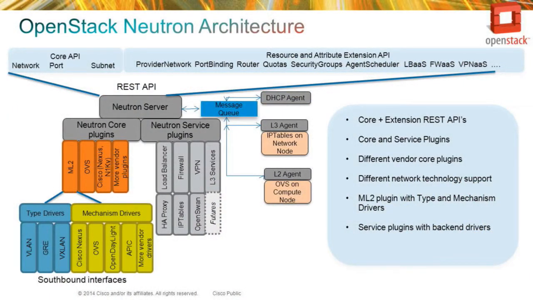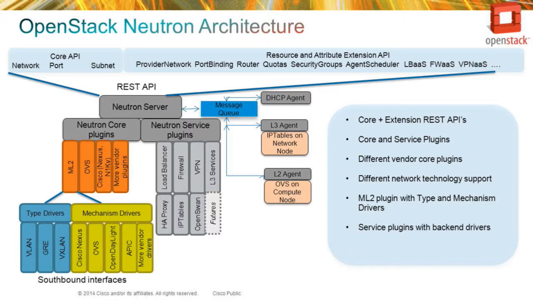So the Neutron architecture, as most of you are aware, consists of a northbound REST API layer. We have core attributes and resources, as well as extension attributes and resources. The definition of core Neutron APIs implies that every core plugin needs to implement that API. Extensions, versus that, are optional and vendor specific, and also provide some of the advanced services within Neutron, such as routers, floating IPs, and advanced services such as load balancer and VPN as a service.